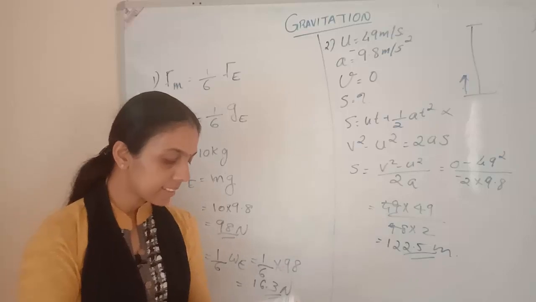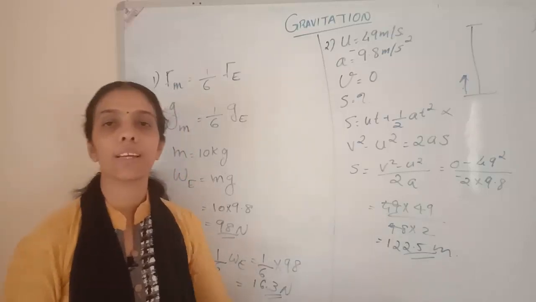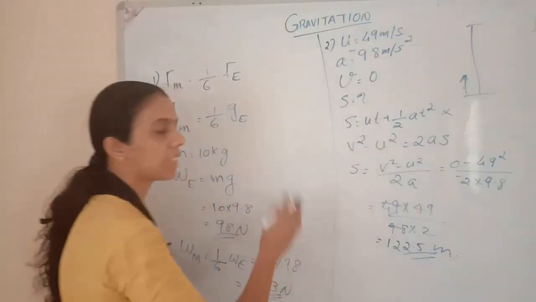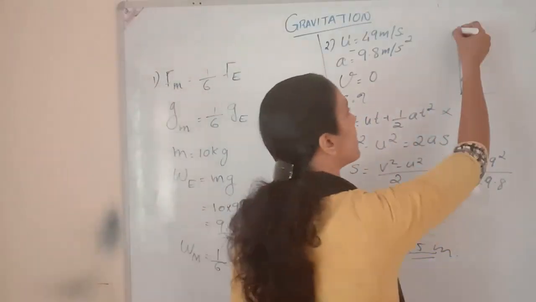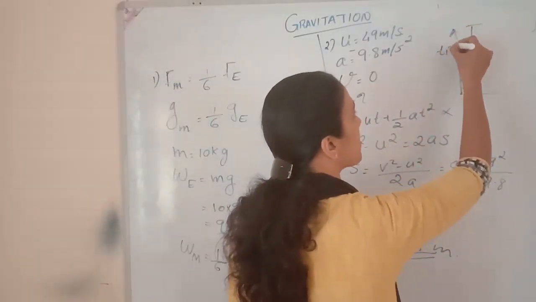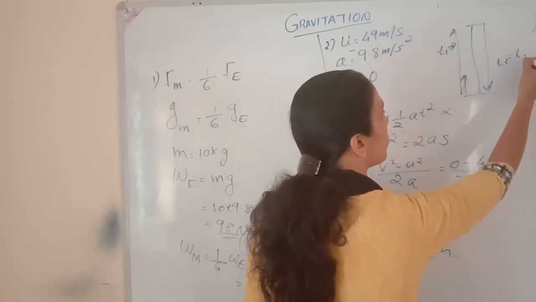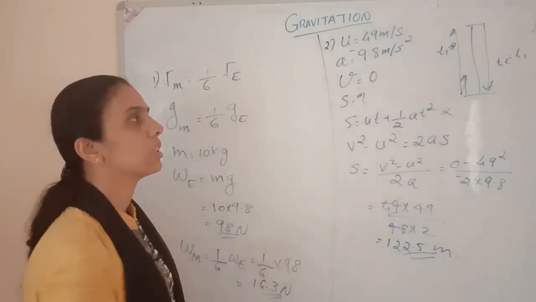Then next is the total time it takes to return to the surface of Earth. What is the time required for the object to reach this height? That much distance once more it is coming down. The time required for this distance will be the same for coming back, isn't it? So T2 will also be equal to T1. First we can find out the value of T1.